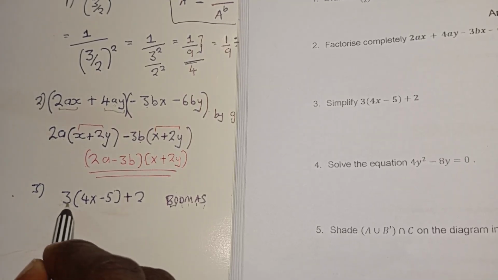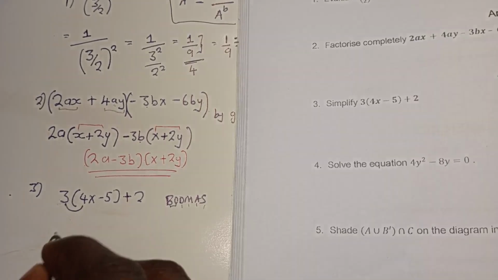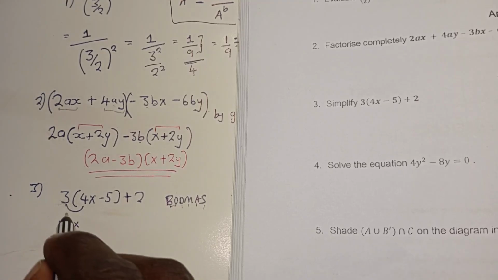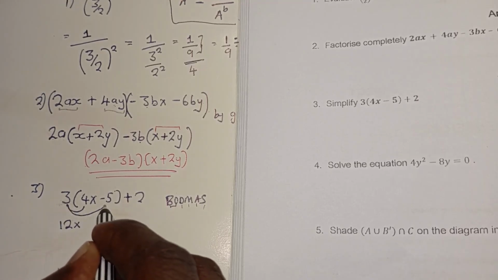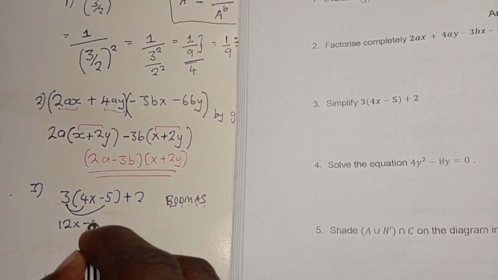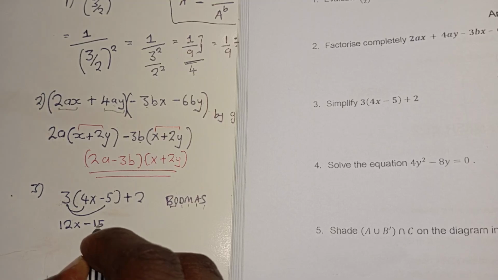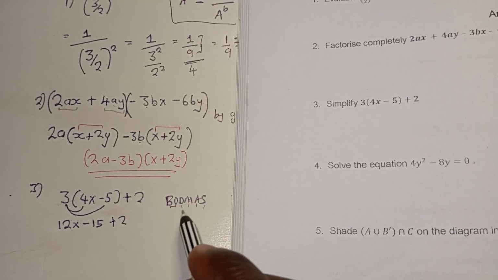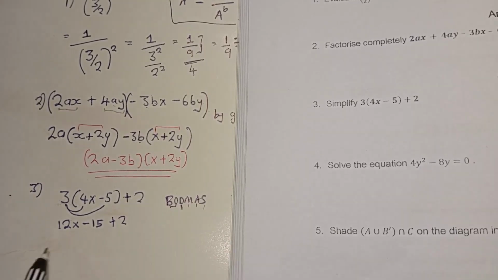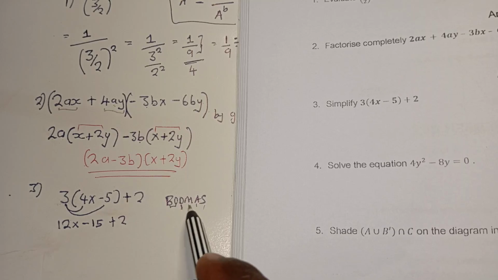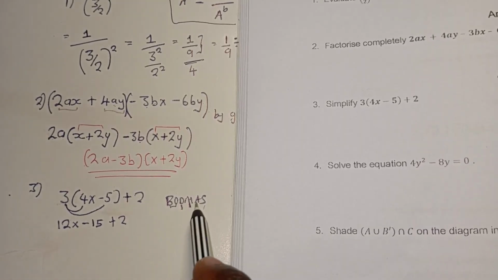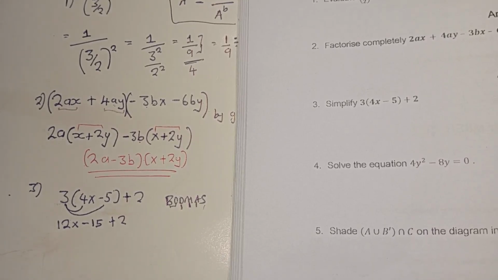So this is going to be 3 times 4x. This will give us 12x. Then 3 times 5, that will be negative 15. We've opened the brackets, then plus 2. So the next thing is supposed to be division, but we do not have division here, so we'll skip. We go to multiplication. Again, we do not have multiplication here, we skip, so we go to addition. Okay, we're going to add.